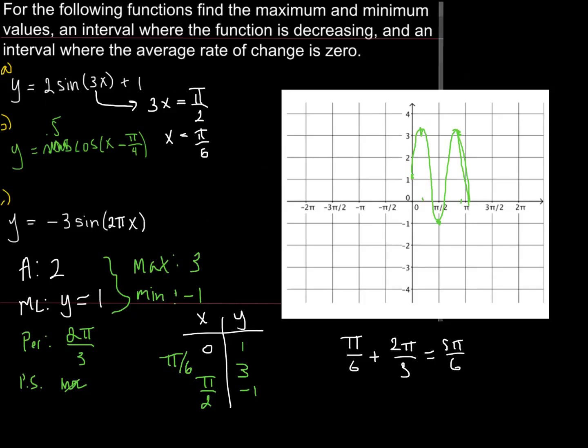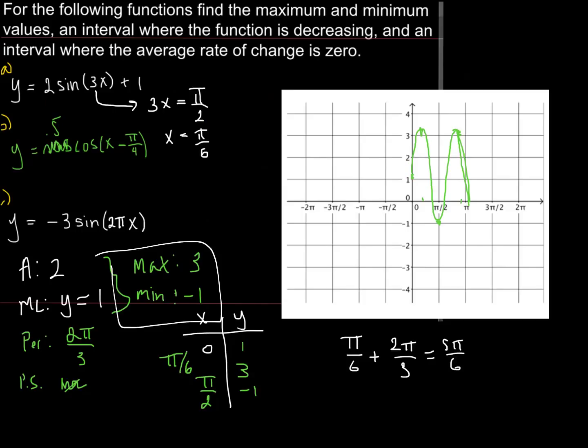And then from there we can use the period of 2 pi over 3. I have my minimum and my maximum. I can find another min and another max. So now that I have this graph, I have my max and my min here. And now I need to find an interval where the function is decreasing and an interval where the average rate of change is 0.